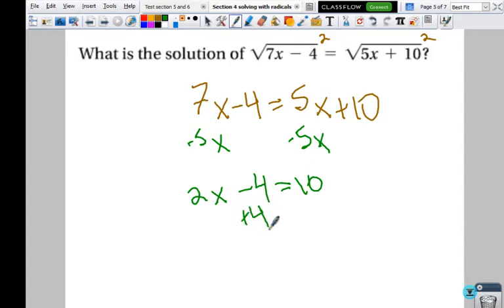I'm going to add 4 to both sides. 2x equals 14. And I'm going to divide by 2. I get x equals 7.